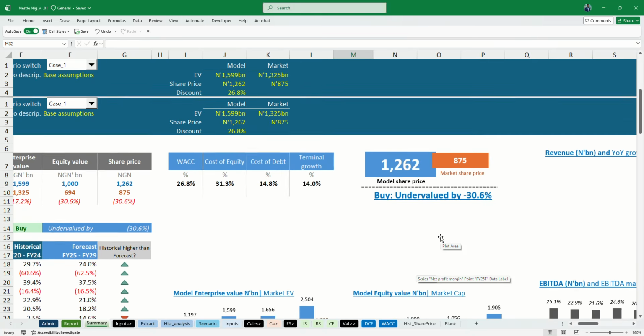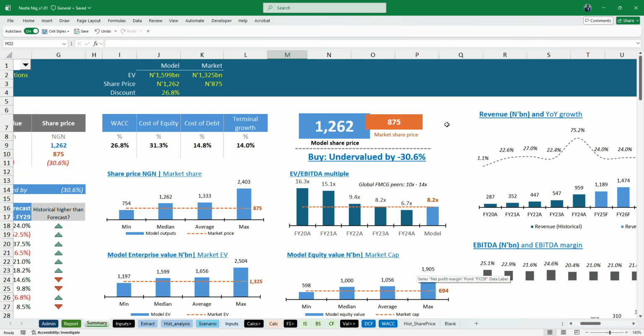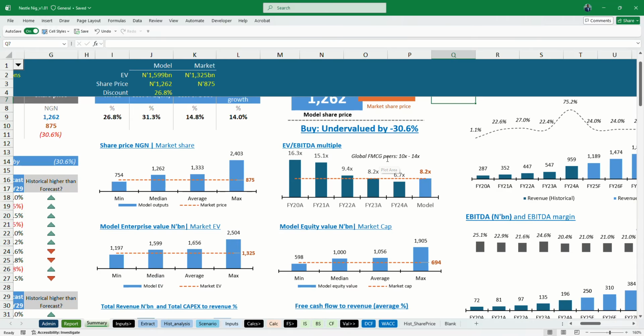All right, so on this side, we're just looking at the decision making, like, hey, this is the model share price, this is the market share price, buy because it's currently undervalued. We also have the EV to EBITDA multiple. So we look at what the global FMCG peers' EV to EBITDA multiples look like. This is what the model has given to us, right? Which is somehow on the low end. Okay.